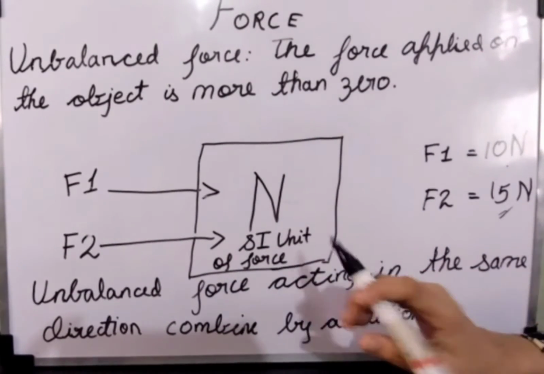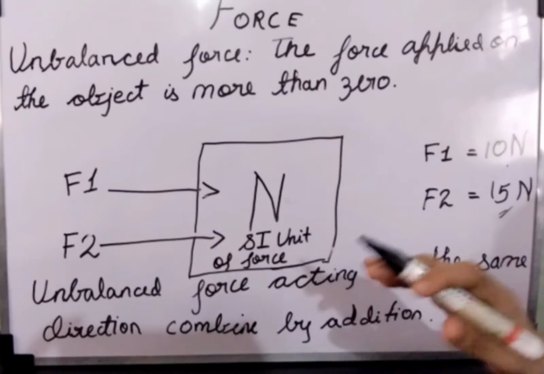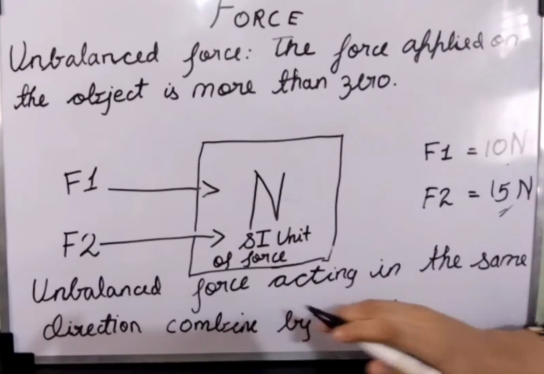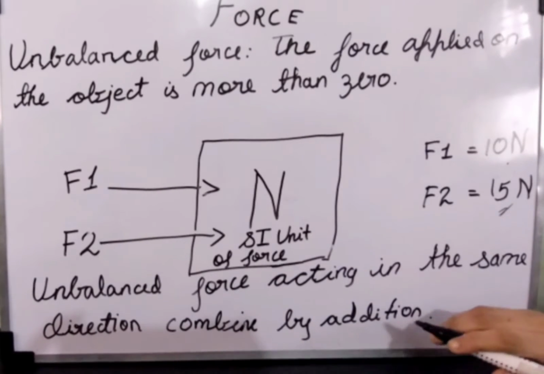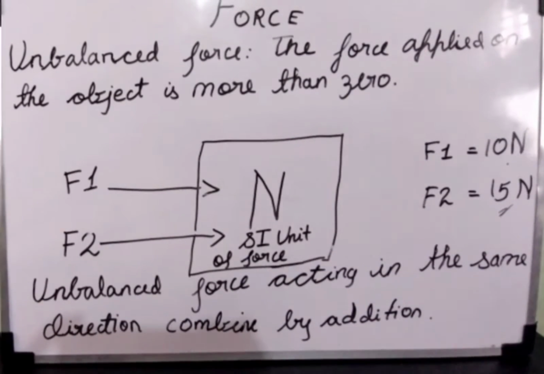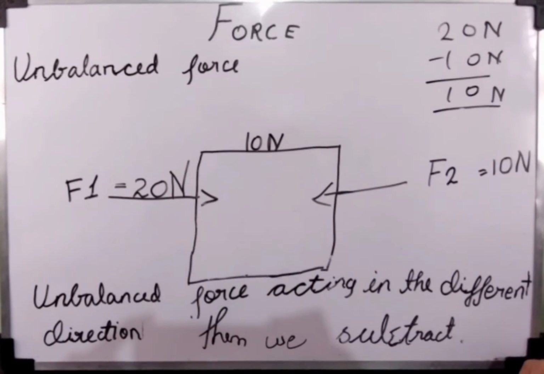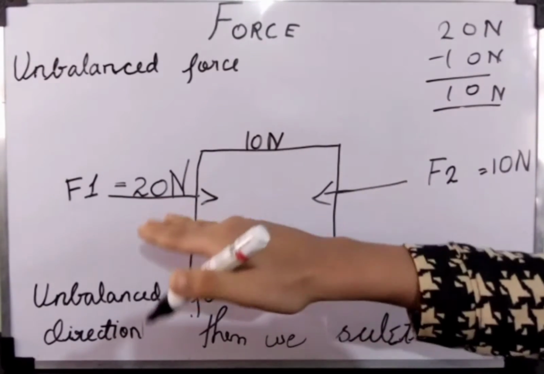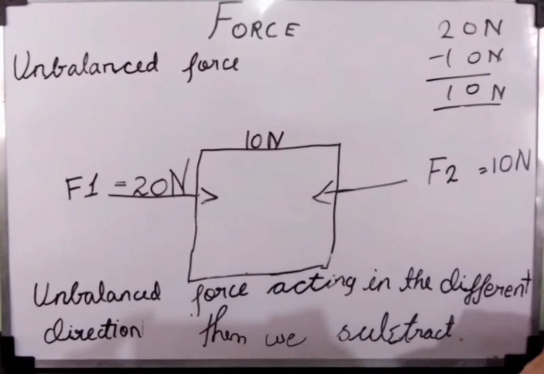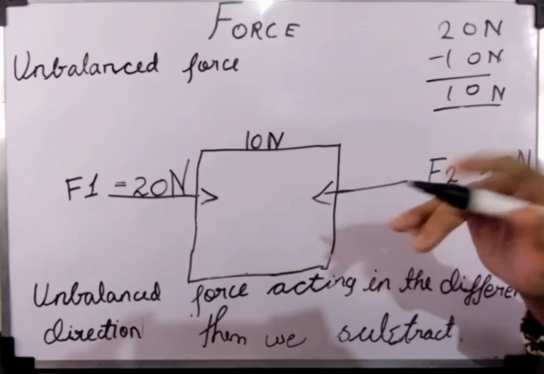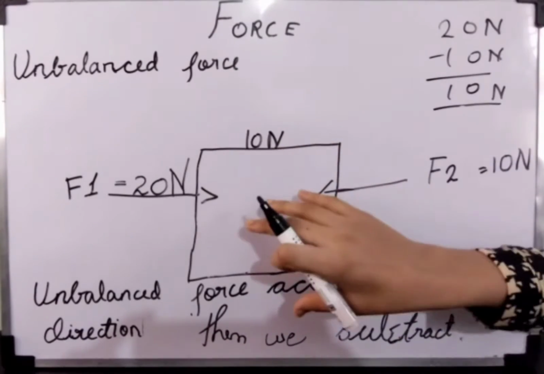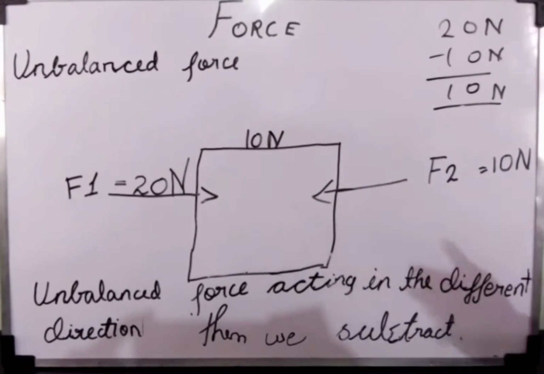Newton is the SI unit of force, and the symbol is N. Unbalanced forces acting in the same direction are combined by addition. As I told you, we add when the forces are acting in the same direction, but what do we have to do when the forces are acting in different directions? That time we have to subtract to find the force applied on the object.